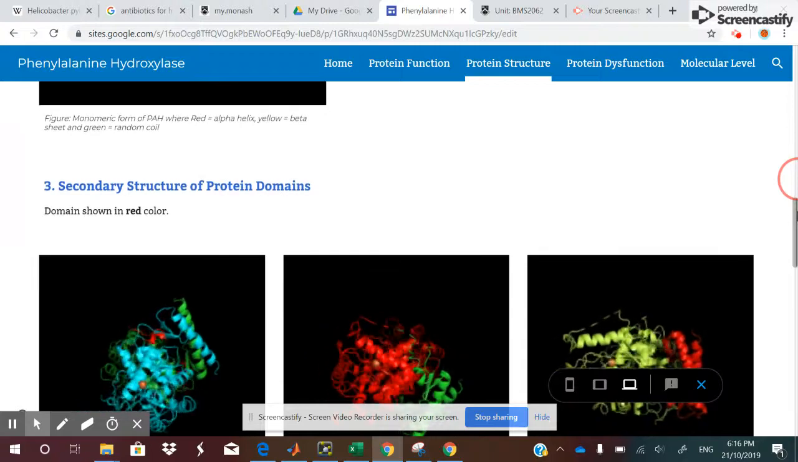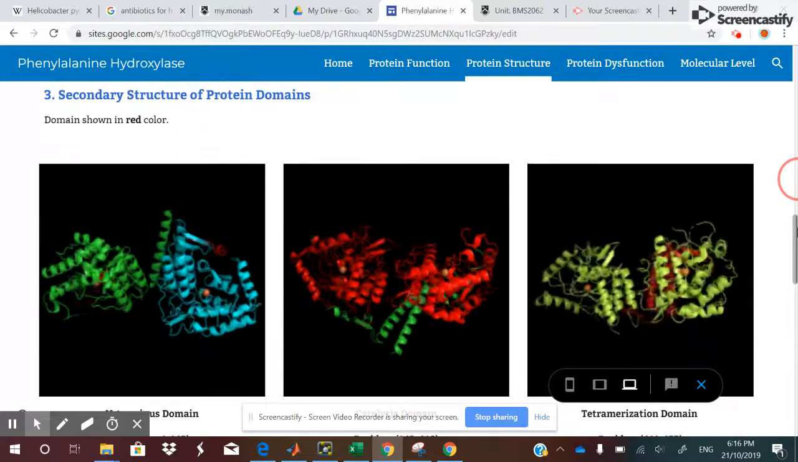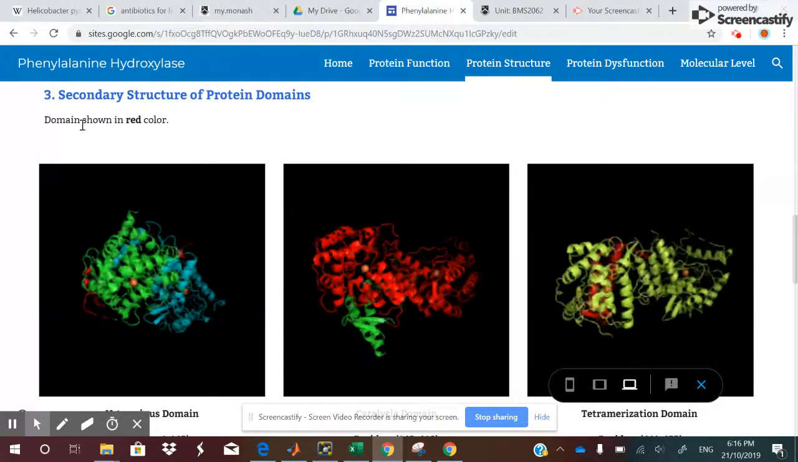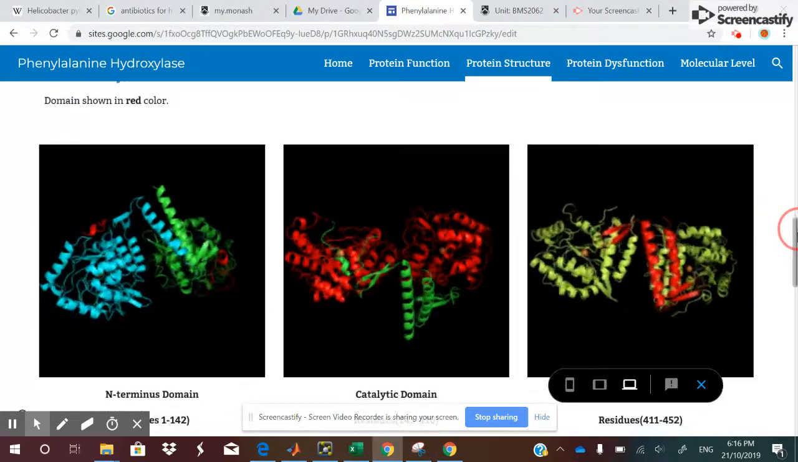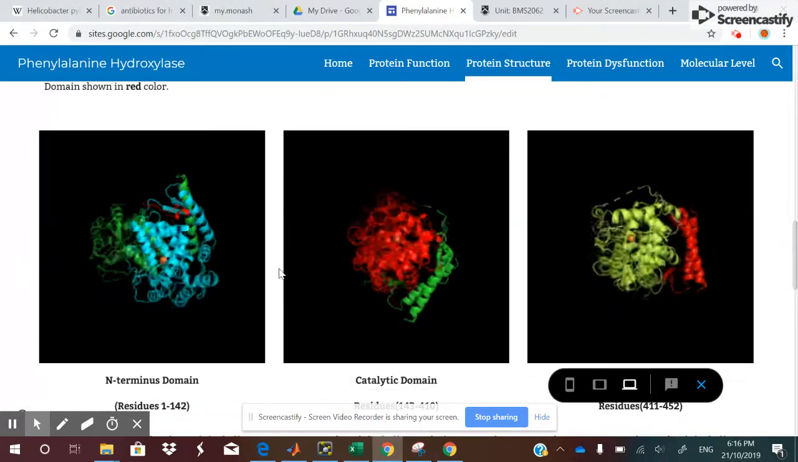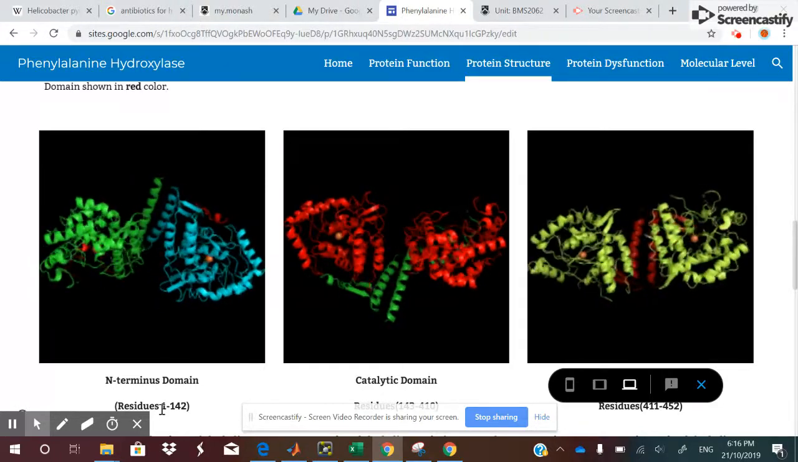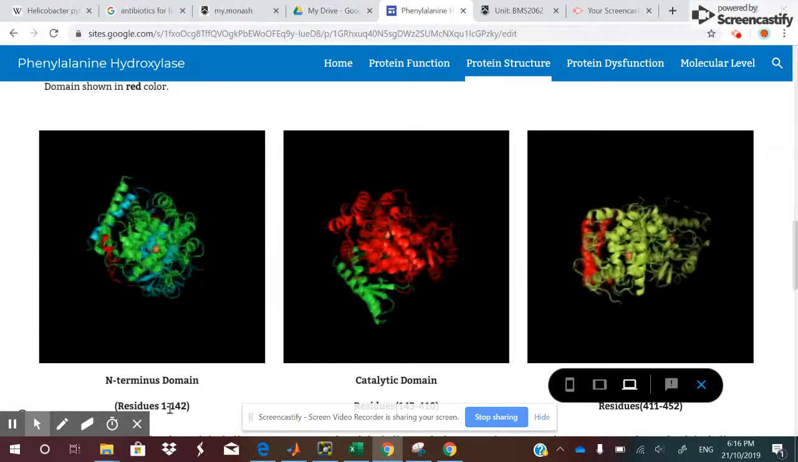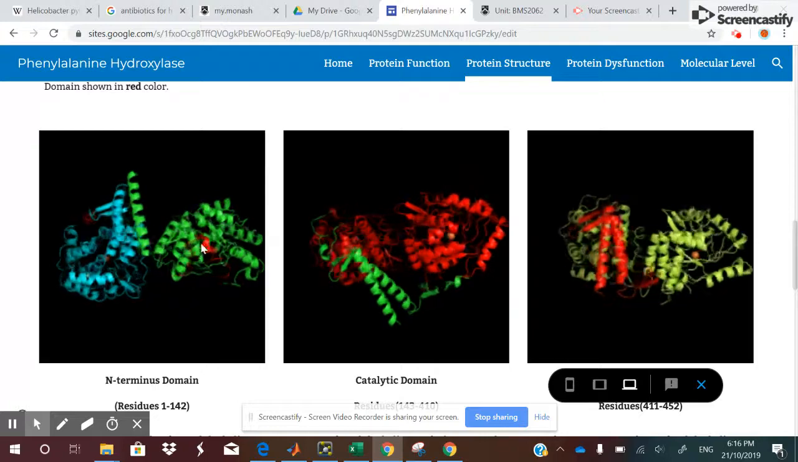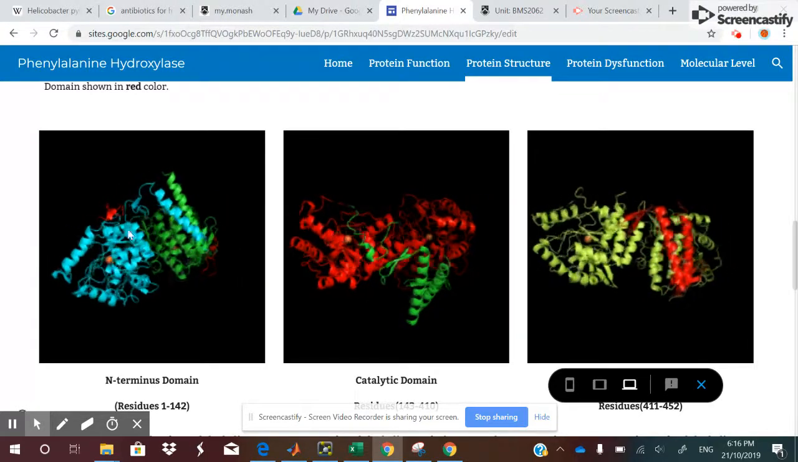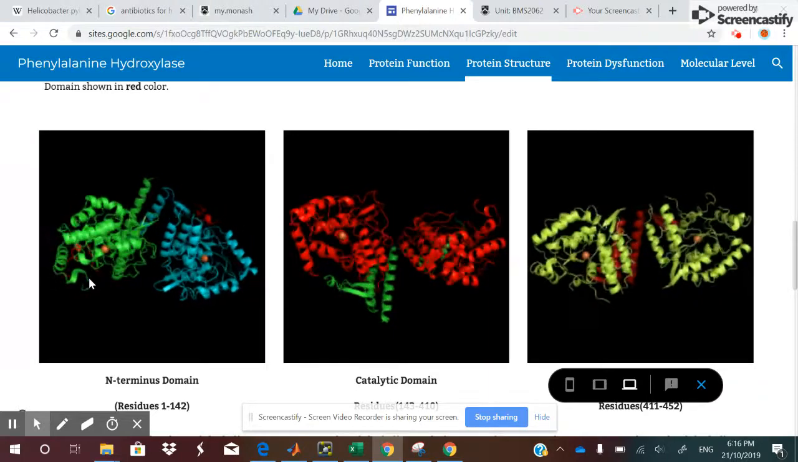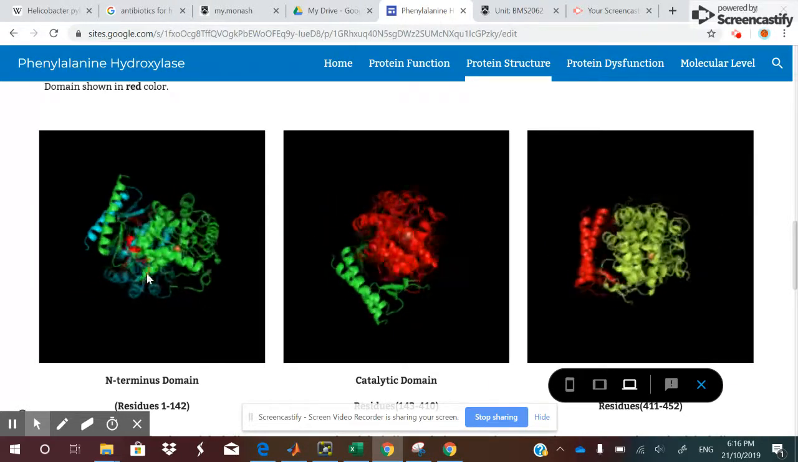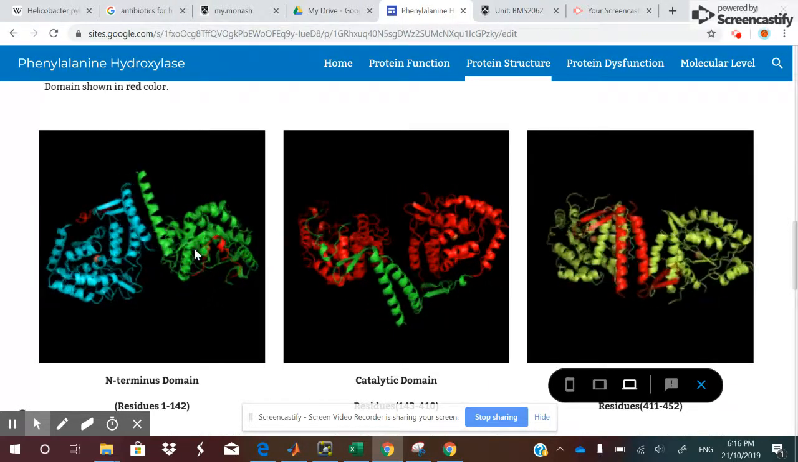Moving on to secondary structure of protein domains. As you can see, the domains are shown in red color. The first one is the N-terminus domain, and it starts from residue 1 and ends at residue 142. So the red color over there and over here, these two are the N-terminus domain.